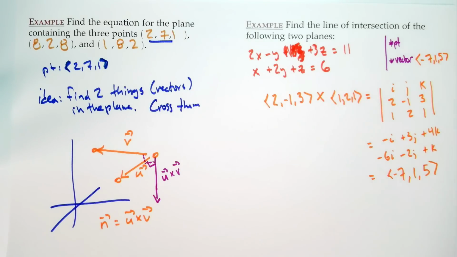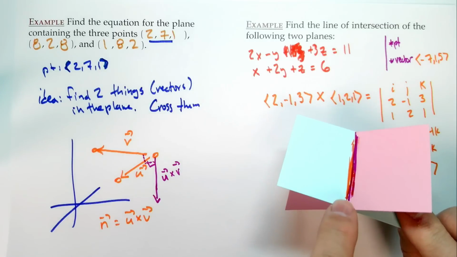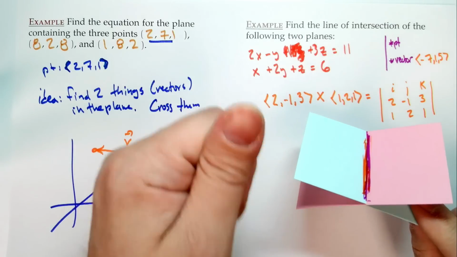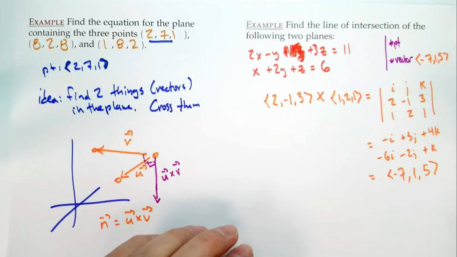Okay, so the vector is done. Normally the point is a freebie, but now it's not so clear because we say, well, what's the point? There are infinitely many points in the plane, and there's infinitely many points on that line of intersection. So you just have to find one. Okay, well, how can you find one?